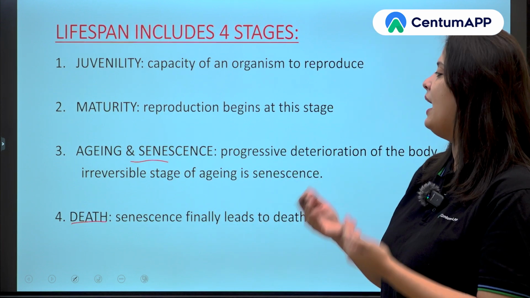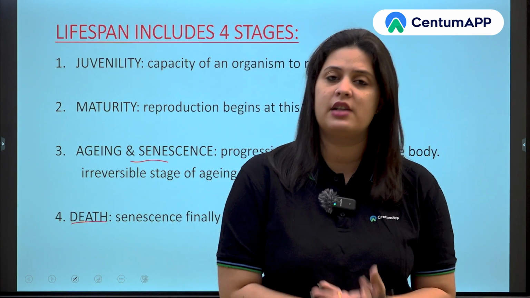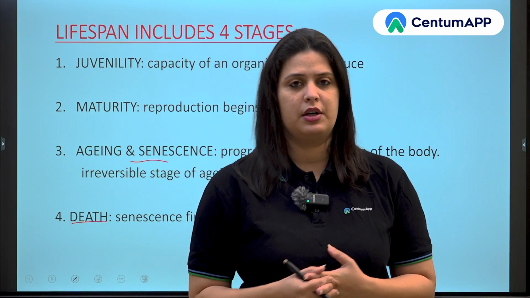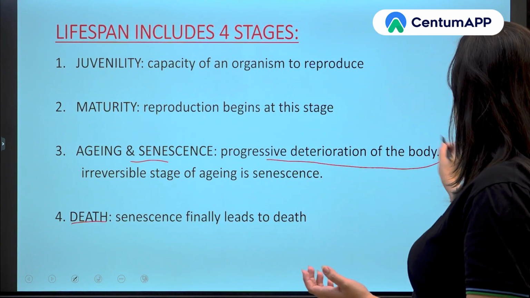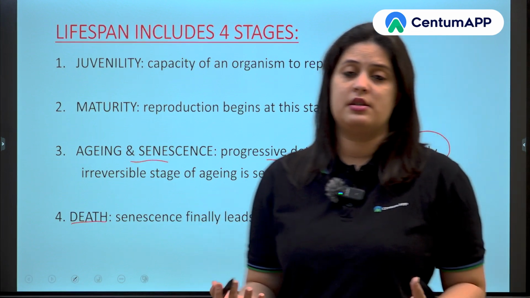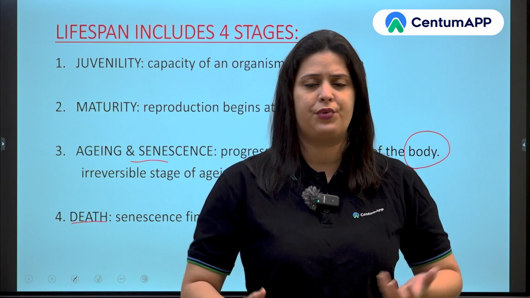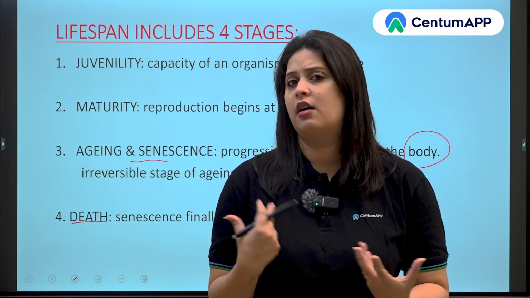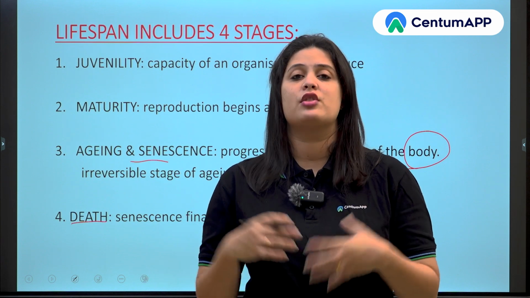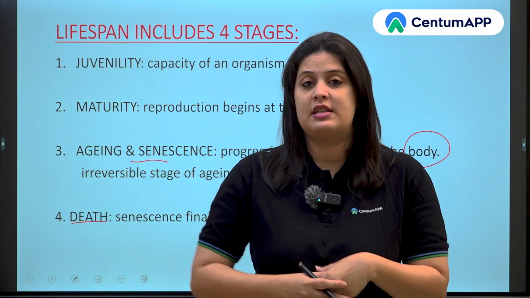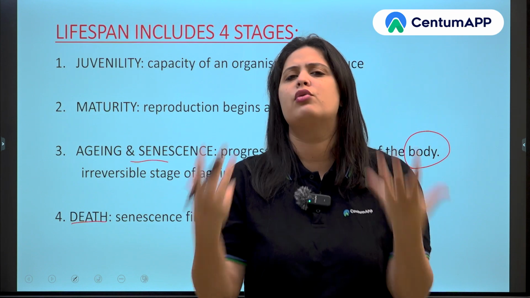Then you have aging and senescence. Aging, as we know, we all grow older, right? So even organisms grow older. Aging and senescence is progressive deterioration of the body. What do you mean by progressive deterioration of the body? When you talk about humans, for example, your hair tends to get gray. You start getting gray hairs, then your skin gets wrinkled up. You tend to lose some body fat, you have wrinkles all over your body, you lose your eyesight.